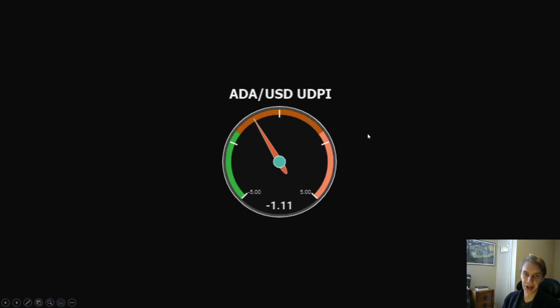So just to talk a little bit more about where ADA is currently. The numerical value that the UDPI is currently reading at is a negative 1.11. What that means is that the upside potential is greater than the downside potential. Historically, the downside potential isn't as low as it's been in the past, where it's been historically great to be acquiring ADA before it puts in those really crazy moves.